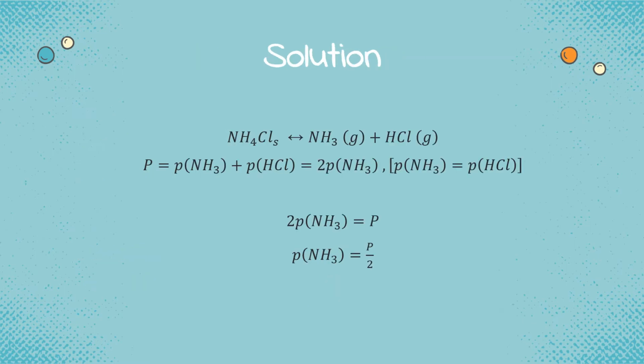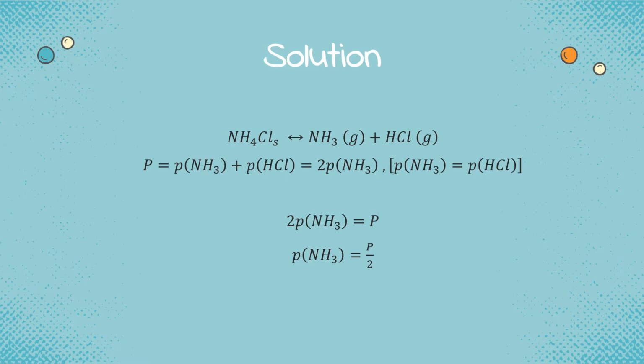We are given the equilibrium equation for our solution. For our system, NH4Cl(s), the total pressure is equal to the partial pressure of the NH3 gas plus the partial pressure of the HCl gas. Assuming that the NH4Cl solid dissociates into two equal molar fractions, the partial pressure of NH3 should be equal to the partial pressure of HCl. Therefore, our total pressure is just twice the partial pressure of NH3.